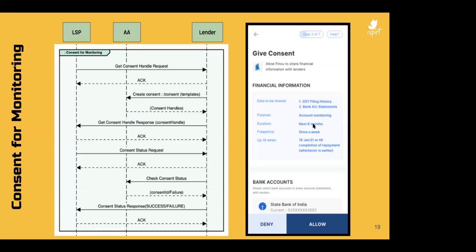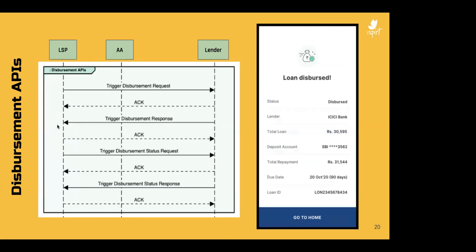So like you can see, the most important parameters right here are what is the purpose for this, what is the duration, what is the frequency, and till when is this monitoring access available. The user responds and gives consent. The lender will get to know about this and he or she will inform the LSP that consent monitoring has also been set up. Finally, after all of these things are done, the disbursement comes into the picture.